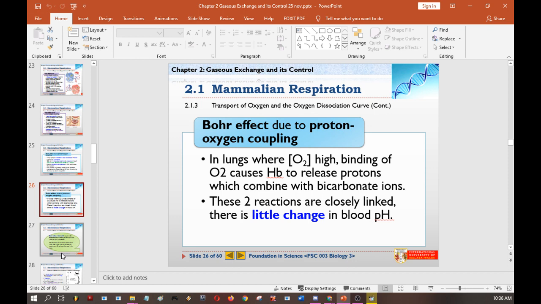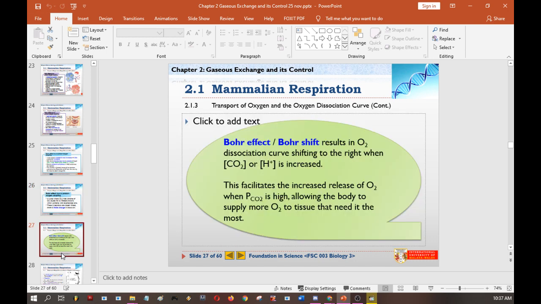In the lungs, the reverse will happen. The H plus will be combined with HCO3 to form water and CO2, and Hb, or hemoglobin, will grab oxygen instead. Both of these happen at the same time, so there will be little change in blood pH. The Bohr effect is the result of the oxygen curve shifting to the right when CO2 or H plus acidity increases. The more acidity, the more oxygen will be released, because your body needs to survive. If your body is too acidic, then multiple organs will fail.